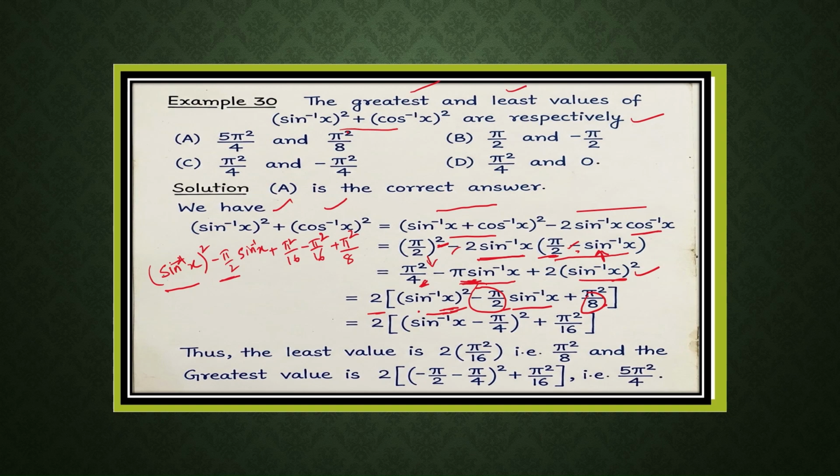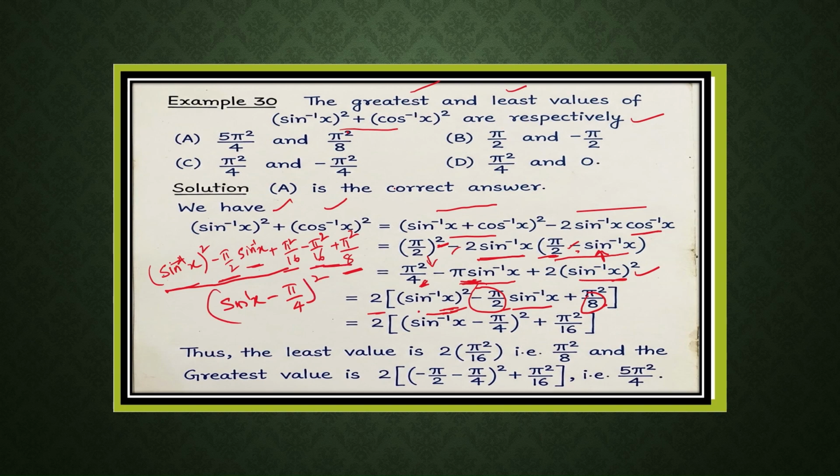Here I wrote sin inverse x whole square minus pi by 2 sin inverse x. This minus pi by 2 is b, that divided by 2 is pi by 4, minus pi by 4 square means pi square by 16. Add and subtract, and this pi square by 8 I wrote as it is. Then sin inverse x whole square minus pi by 2 sin inverse x plus pi square by 16 becomes sin inverse x minus pi by 4 whole square. This is a minus b whole square.